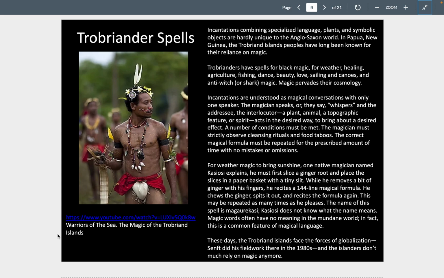For weather magic to bring sunshine, one native magician named Keiosi explains he must first slice a ginger root and place the slices in a paper basket with a tiny slit. While he removes a bit of ginger with his fingers, he recites a 144-line magical formula. He chews the ginger, spits it out, and recites the formula again. This may be repeated as many times as he pleases. Now, this spell, he doesn't know exactly what its name means or where it comes from, and often magic words have no meaning in the mundane world, and this is really a common feature in magical language, again, like abracadabra.